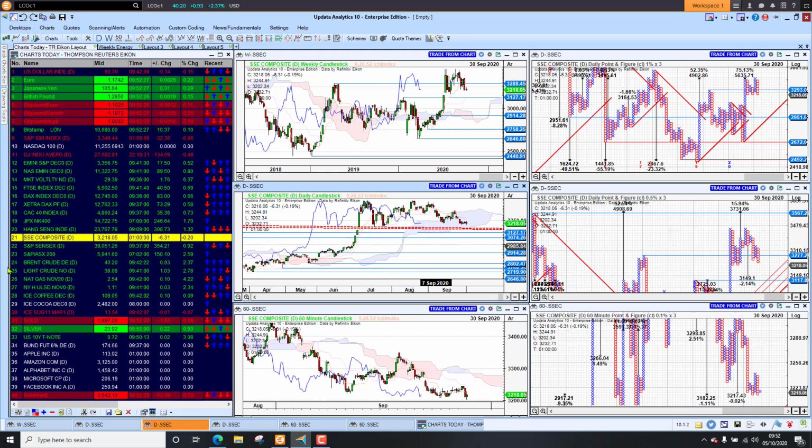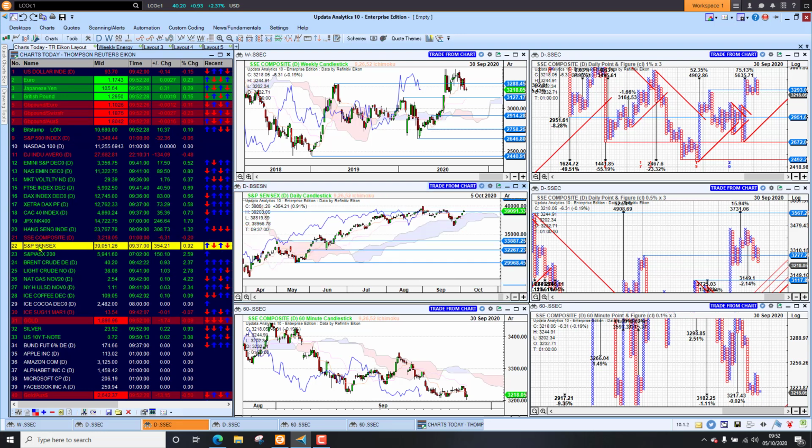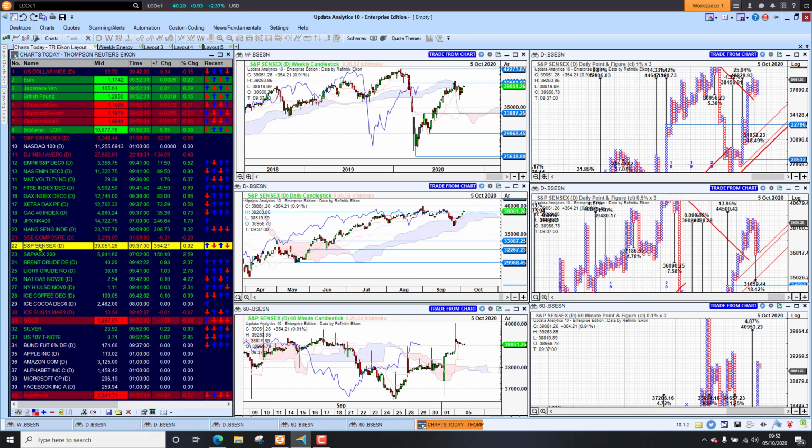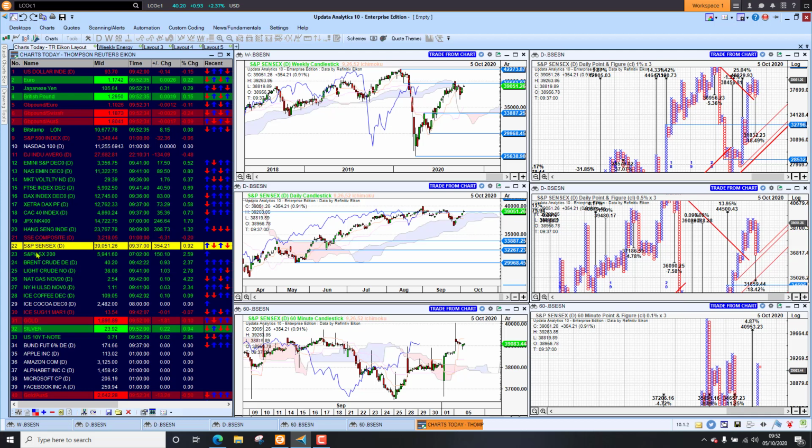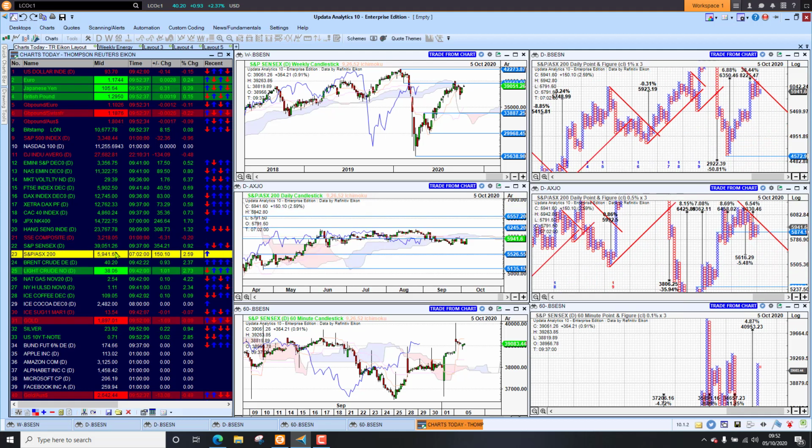So that's quite key. Taking a look at the Sensex in India, we are sitting 1% higher. And the Aussie market put in a very strong showing, up 2.5%.